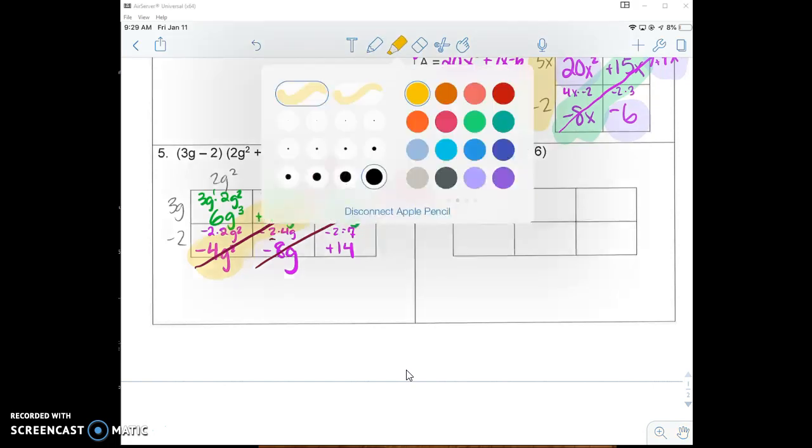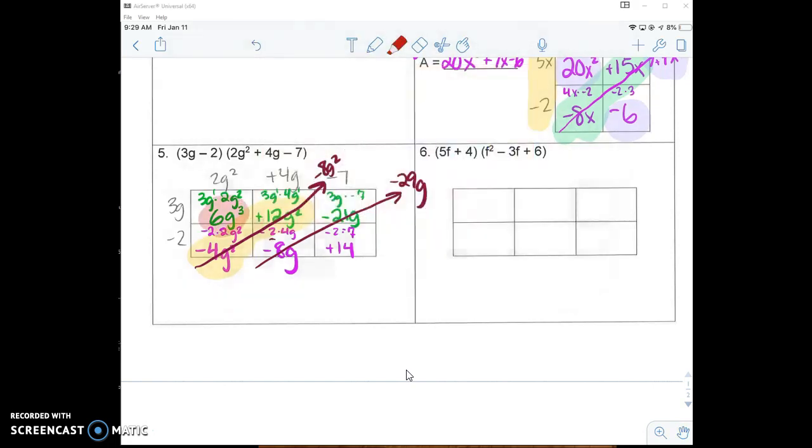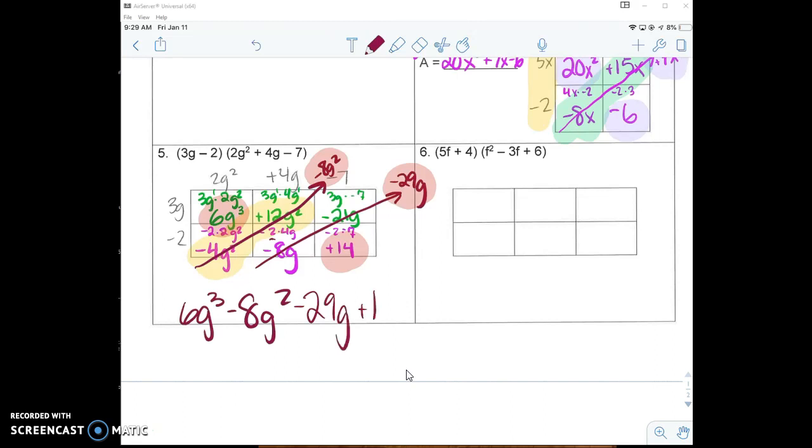I'm now ready to write my new polynomial. 6g to the third power minus 8g squared minus 29g and plus 14. I'm double checking. I do not have any more like terms, so this is our simplified multiplied polynomial.